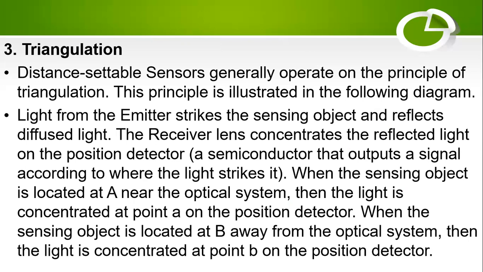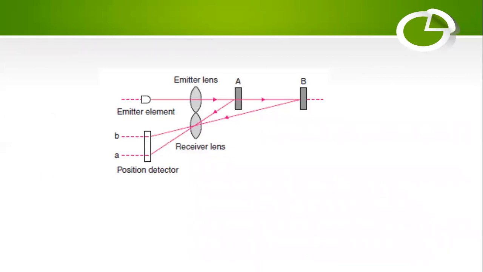When the sensing object is located at A, near the optical system, the light is concentrated at point A on the position detector. When the sensing object is located at B, away from the optical system, the light is concentrated at point B on the position detector. Here we can see the diagram.